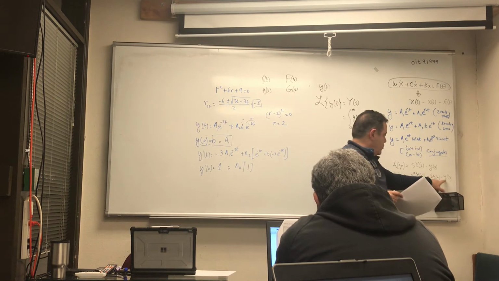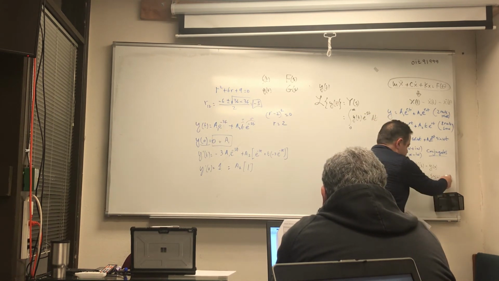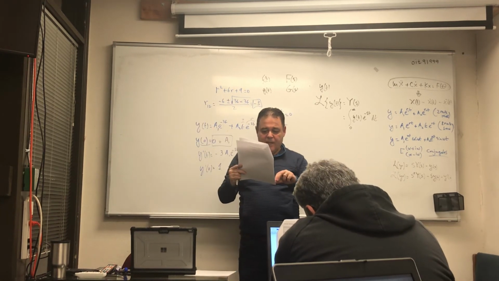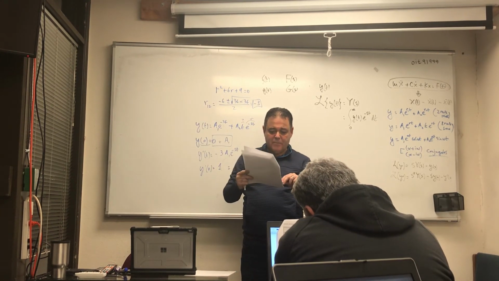Minus y0 minus y prime of 0, yes. It's in the sheet. It's all down there. I don't even know why I'm writing this, I shouldn't be writing this.